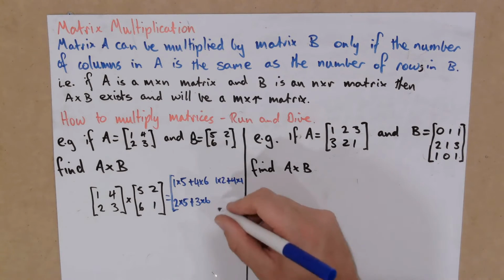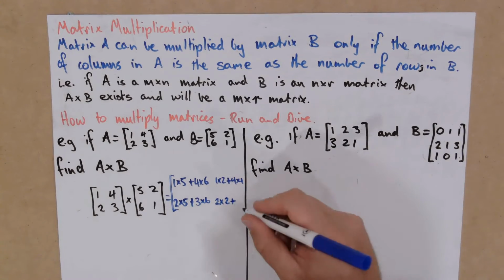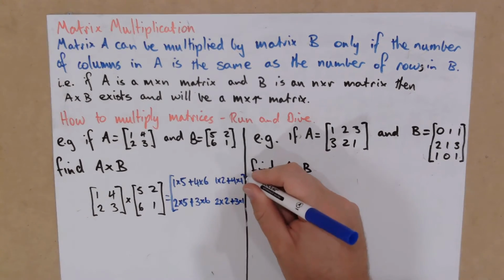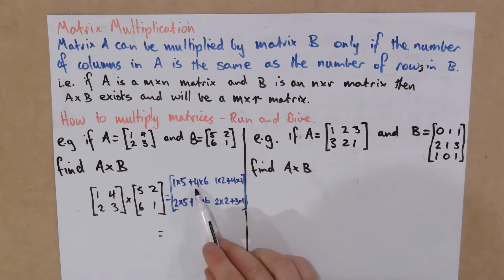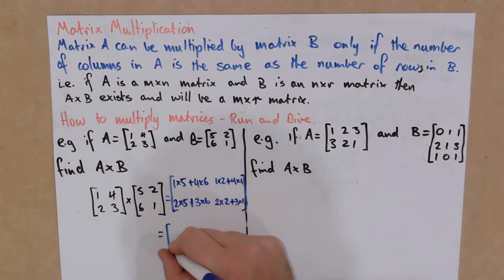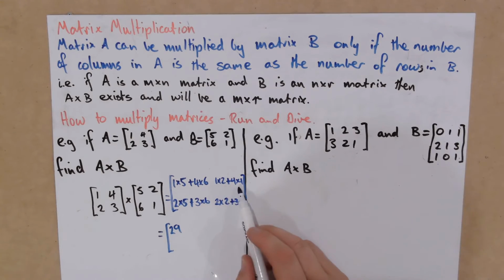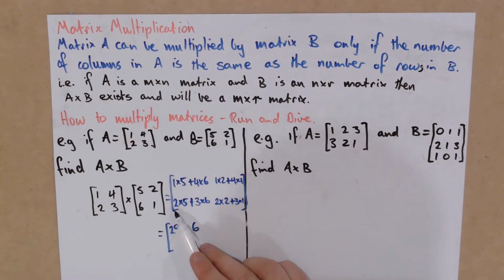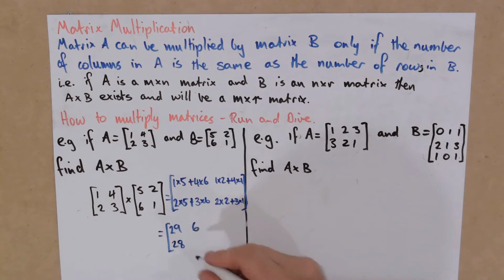So 2 times 2 plus 3 times 1. Right, when we simplify that, well, 1 times 5 is 5, plus 4 times 6, which is 24, so we're going to get 29. Okay, we're going to get 2 and 4 is 6, we're going to get 10 and 18 is 28, okay, and we're going to get 4 and 3 is 7.